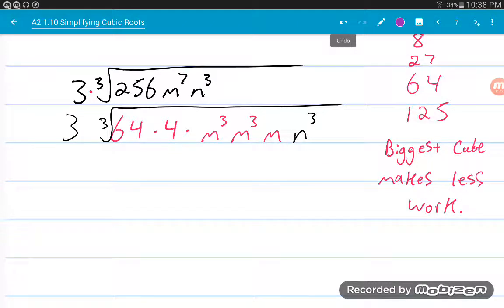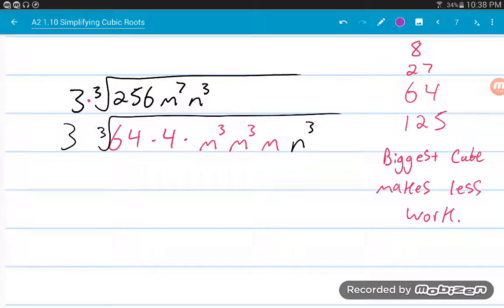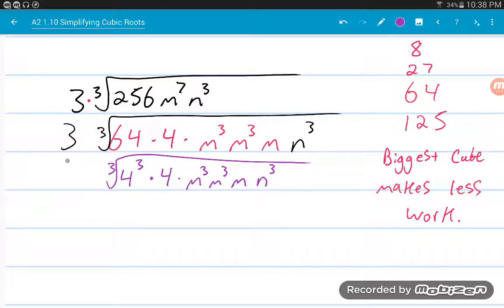Now, what was the reason I chose 64? It's because 64 is equal to 4 cubed. If I can't rewrite it into a cube, there's no point in factoring it at all. I'll bring everything else down. Times 4 times m cubed, n cubed, all underneath the cube root with a big 3 in front.